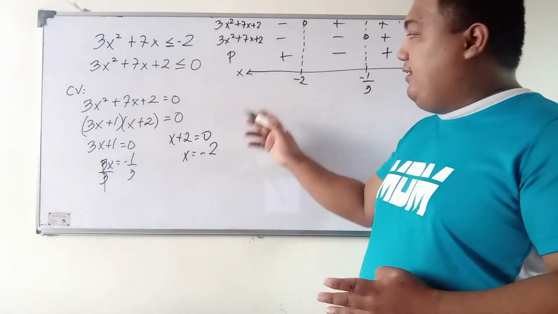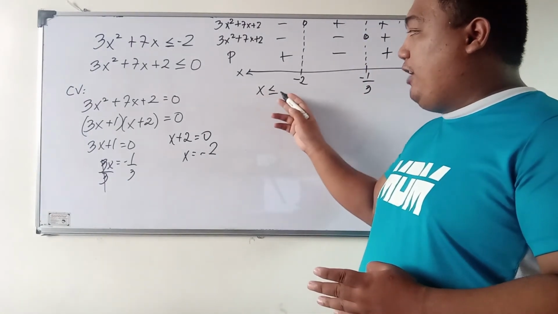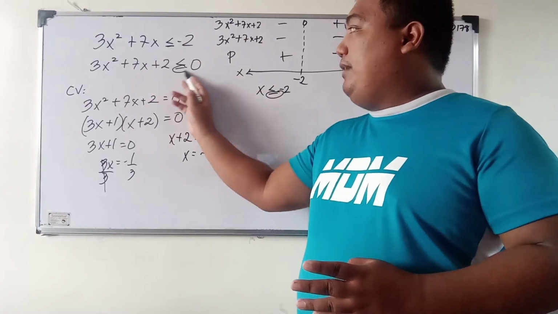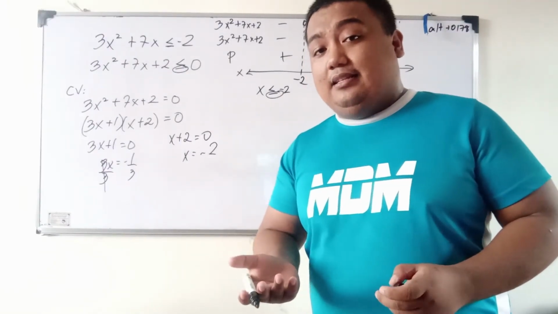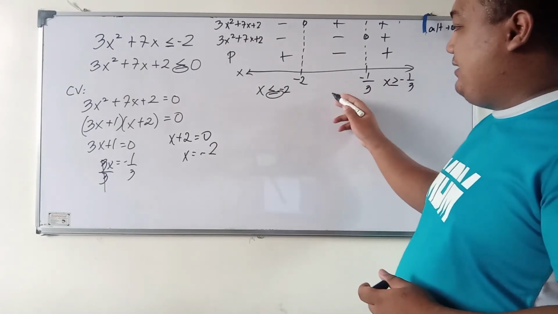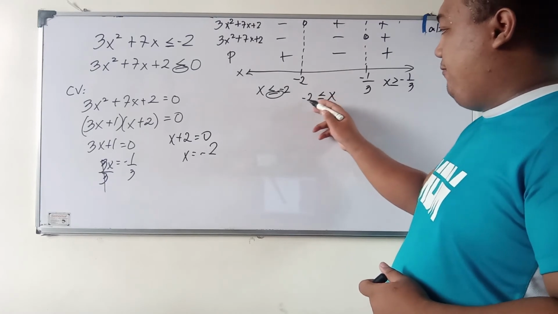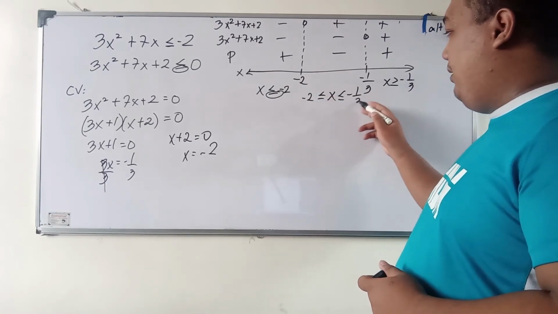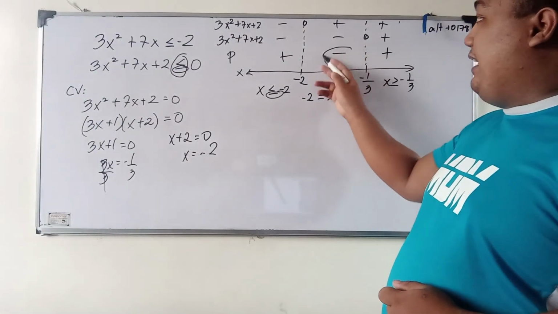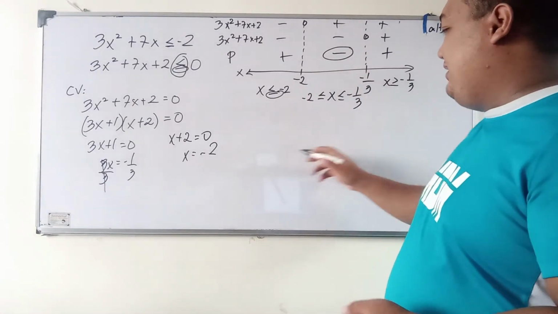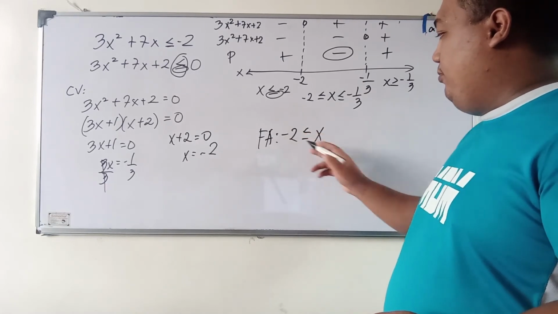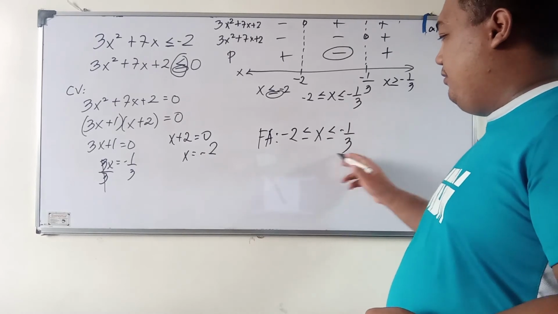So, by the areas given, so this is x is less than or equal to -2. May symbol na tayong equal dito sa baba since our equation is may equal sign. Okay? Next, x is greater than or equal to -1/3. And yung last, x is greater than or equal to -2 but less than or equal to -1/3. So, this is a less than or equal to. So, we are looking for the negative sign. So, the answer is, our final answer, x is greater than or equal to -2, but less than or equal to -1/3.